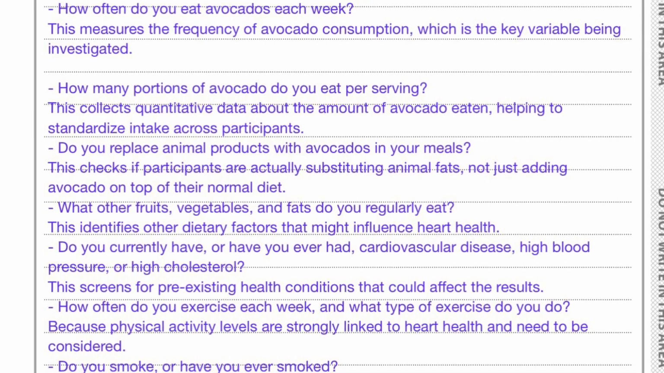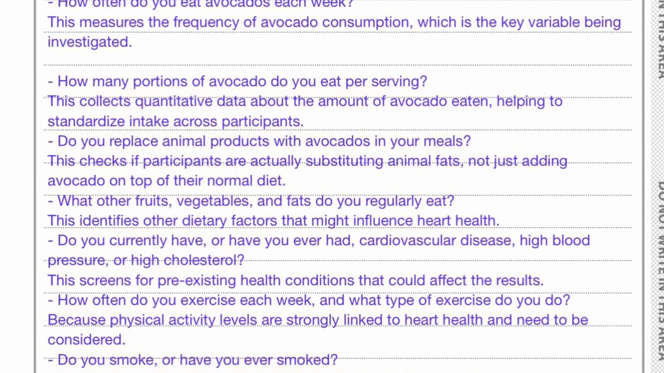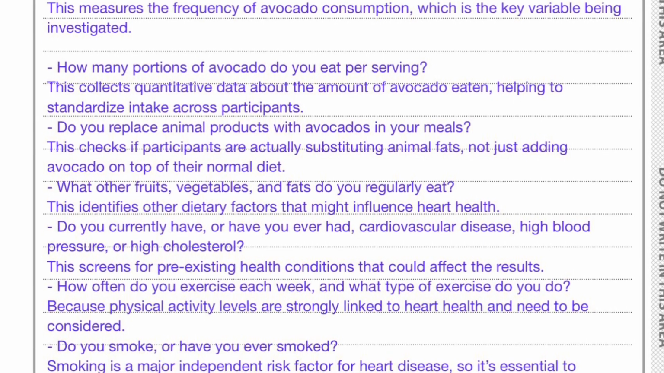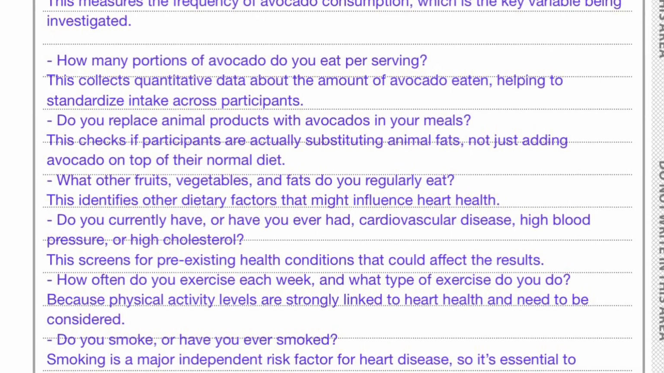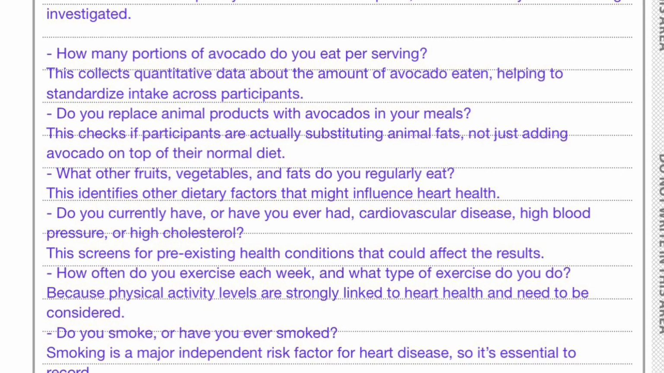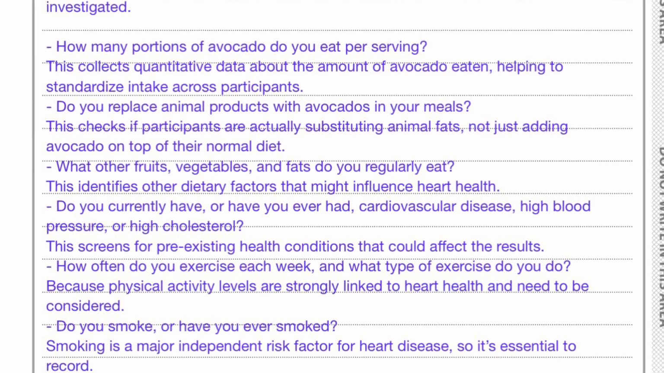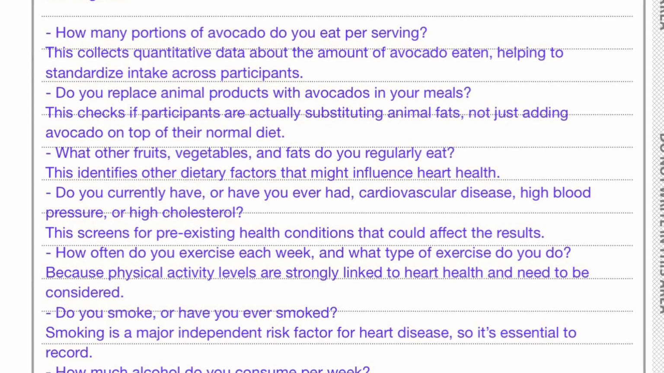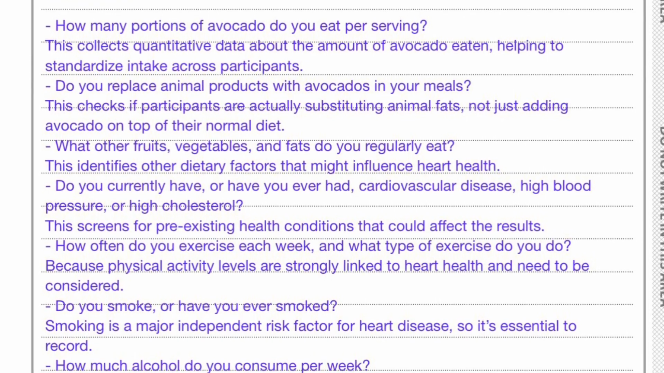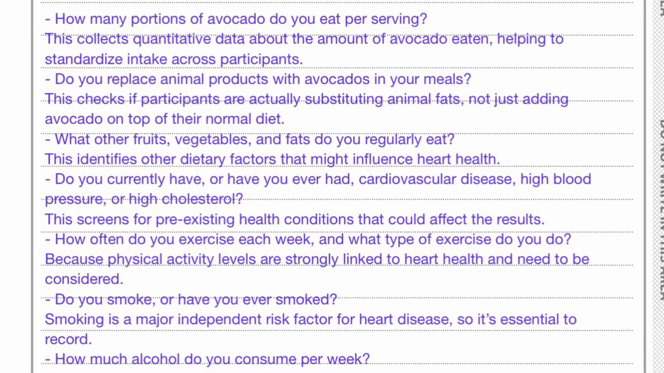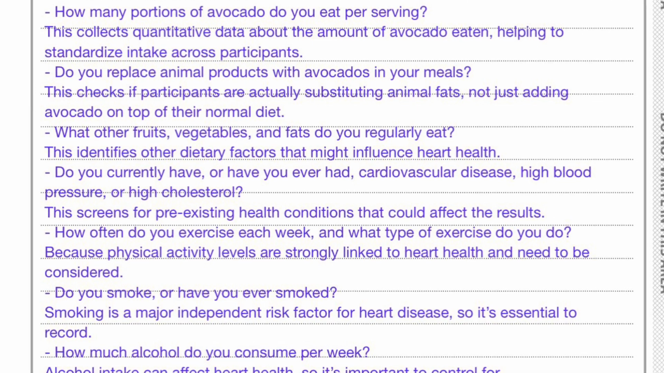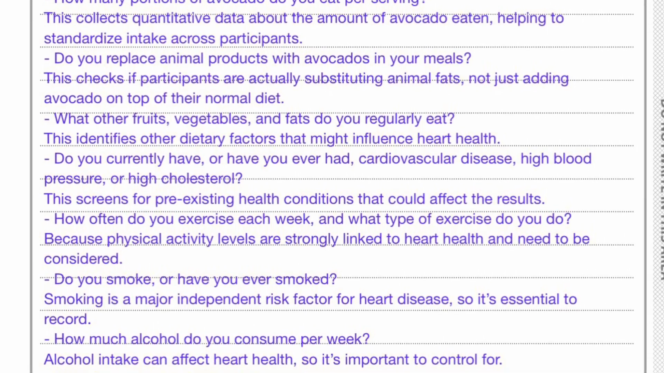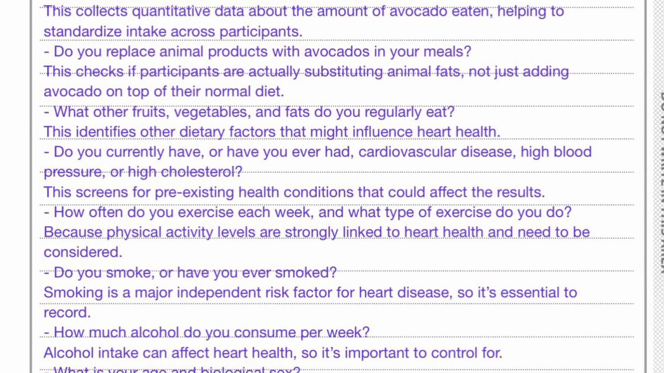How many portions of avocado do you eat per serving? This collects quantitative data about the amount of avocado eaten, helping to standardize intake across participants. Do you replace animal products with avocados in your meals? This checks if participants are actually substituting animal fats, not just adding avocado on top of their normal diet. What other fruits, vegetables, and fats do you regularly eat? This identifies other dietary factors that might influence heart health.